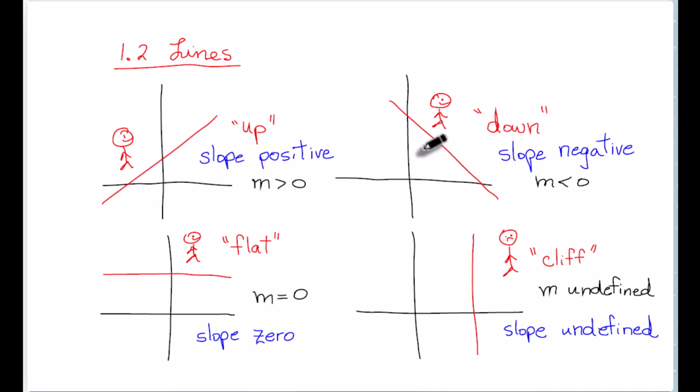Line is going up. Here, the line is going down. So looking left to right, we're going down, and so the slope is negative. Positive goes up, negative goes down. If the slope is 0, then the line is perfectly flat. And the only other possibility is that the line is vertical up and down, and in that case the slope, or M, is undefined. Okay, so positive is up, negative is down, 0 is flat, and vertical is undefined.